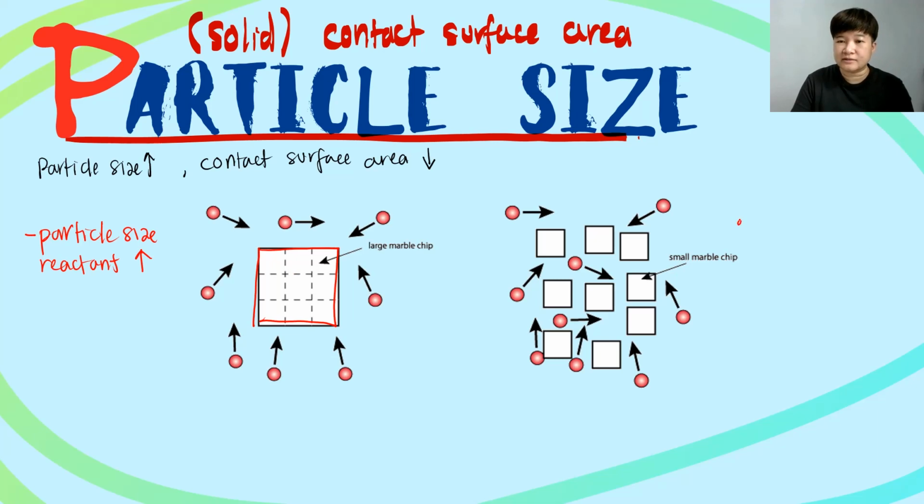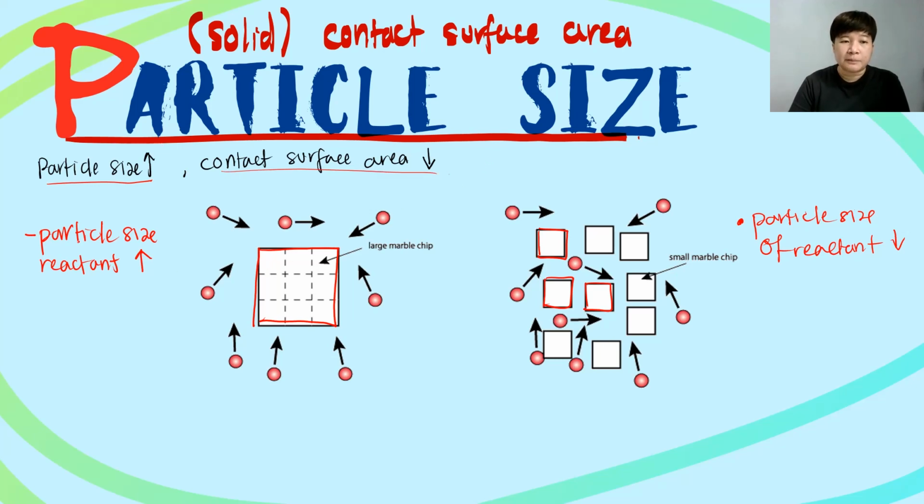Well, in this case, you can see that from a big block, I cut it into smaller blocks. So I have smaller blocks over here. I have a lot of smaller blocks over here. It means that the particle size of the reactant decreases. And as we agreed, the particle size is inversely proportional to the contact surface area.